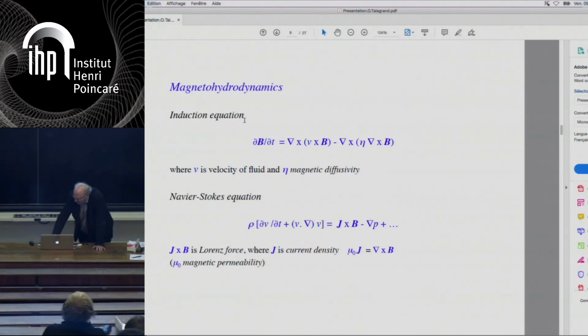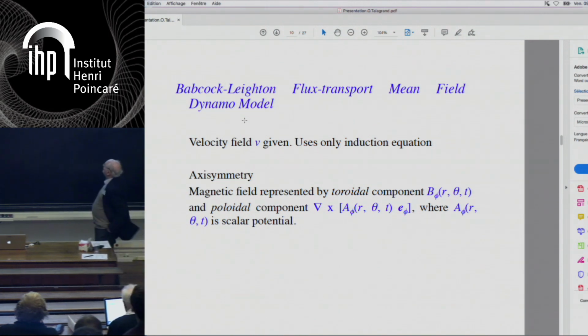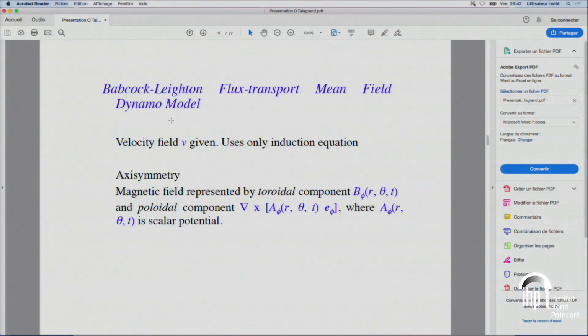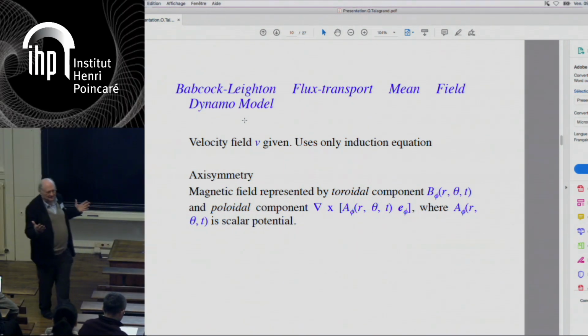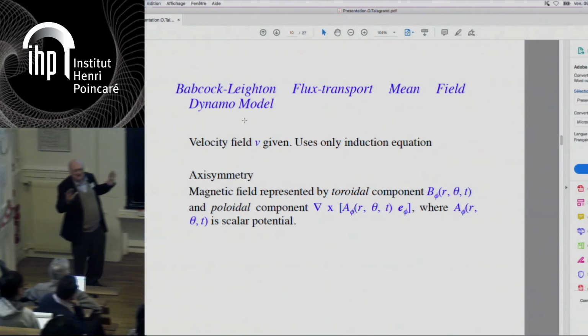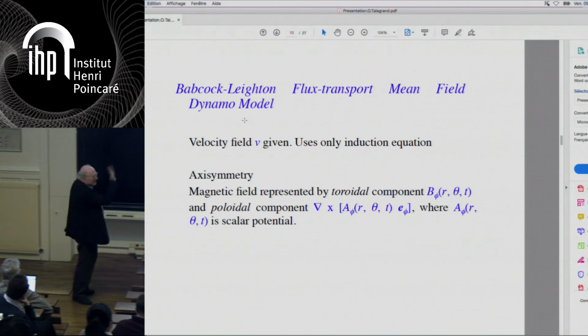Well, in what we've done, it's simpler. We've used what is called the Babcock-Leighton model, a flux transport model. It is based on approximation. Velocity is given. Actually, I must say that I've not fully understood the significance of the underlying approximations and also the consequences of the simulation. Don't ask me questions about the theory or the reason behind the model.